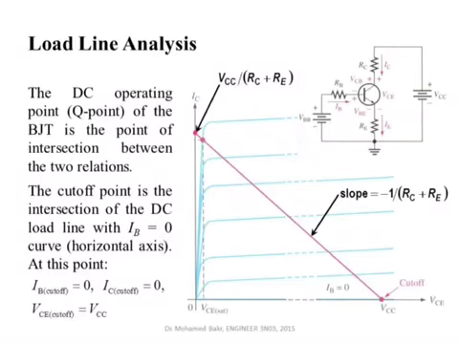We start first by considering the circuit shown here. This is a typical circuit for biasing a bipolar junction transistor. We have a certain supply VCC connected to the resistor RC and RE here as shown, and we have another voltage source that we use to bias the base emitter junction.